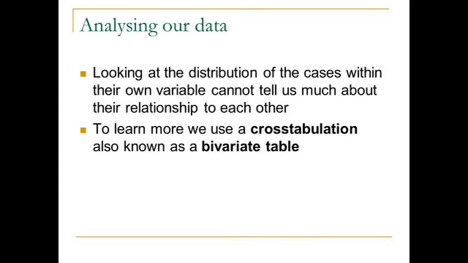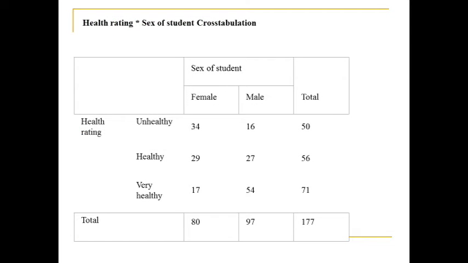If we look at the distribution of the cases within their own variable, within sex or within health ratings, we can't tell much about the relationship between someone's sex and how they perceive their health. So to learn more, we use a cross-tabulation, or sometimes, very rarely, it's called a bivariate table. When we look at the distribution of health rating by the sex of the student, we can see there are some patterns that we can pull out.